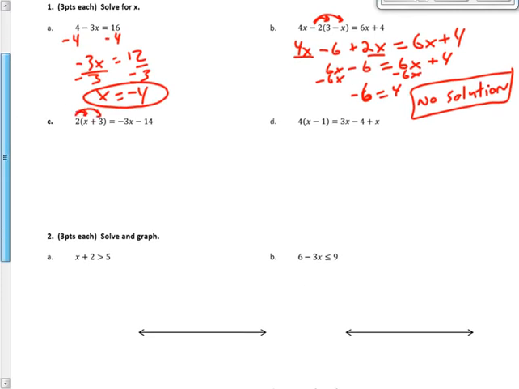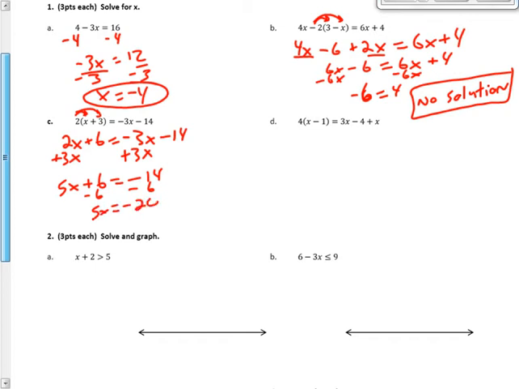Part C, distributive property: 2x plus 6 equals negative 3x minus 14. Move the smaller x, so add 3x. 5x plus 6 equals negative 14. Nice friendly equation. 5x equals negative 20. Divide by 5, and x is negative 4.